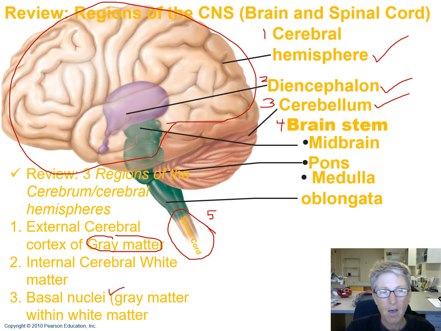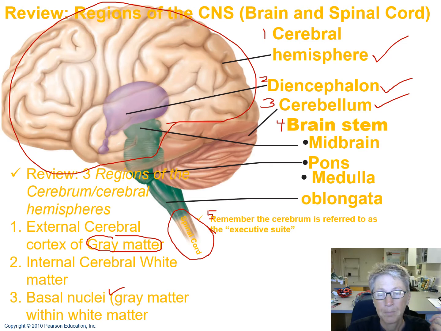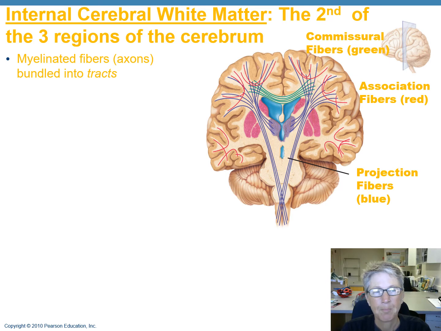So we have five regions of the central nervous system, and that first region, the cerebral hemisphere, or collectively the cerebrum, has three regions within it: the gray matter, the white matter, and the basal nuclei. Remember, I think we talked about this, or maybe we didn't yet, but the cerebrum is referred to as the executive suite. That's where you make all your important, complicated decisions. So the cerebrum was the first of the five regions of the central nervous system.